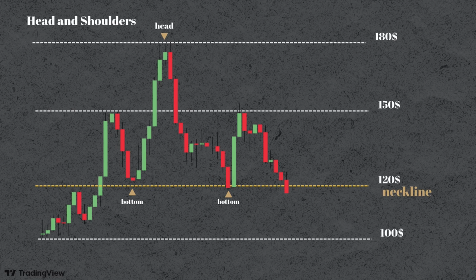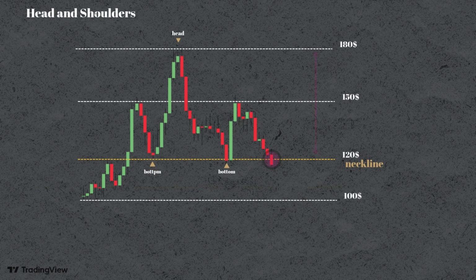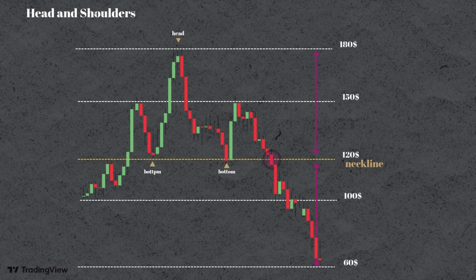The neckline is at $120. If the price breaks below $120, the pattern is activated. The target is the distance between the head and the neckline. $180 minus $120 equals $60. That distance is projected downward. $120 minus $60 equals $60 target level. Of course, this isn't guaranteed, but it's the standard measurement method in technical analysis.